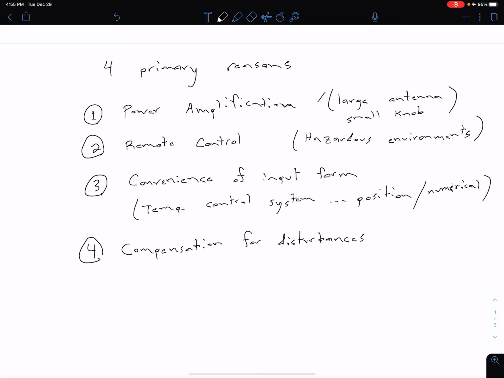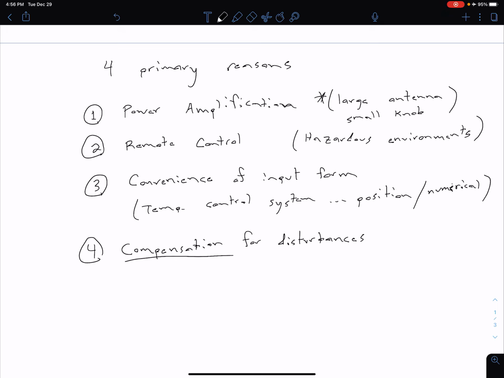If we talk about our large antenna from our first primary reason, let's say there's a large gust of wind that causes the antenna to move out of the desired position. Well, we would want our control system to be able to compensate for that. First of all, it has to recognize that, and then move the antenna back to the desired position.